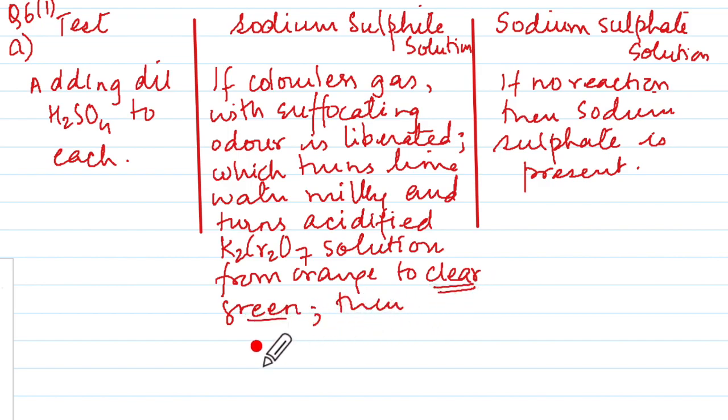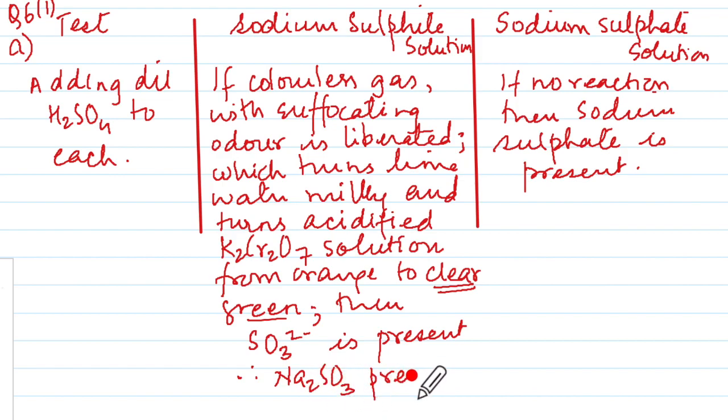Then we will say that SO3 2 minus radical is present, and therefore we will have Na2SO3 present. Mark the keywords and that will give us our 1 mark. Okay, we come to the B part.